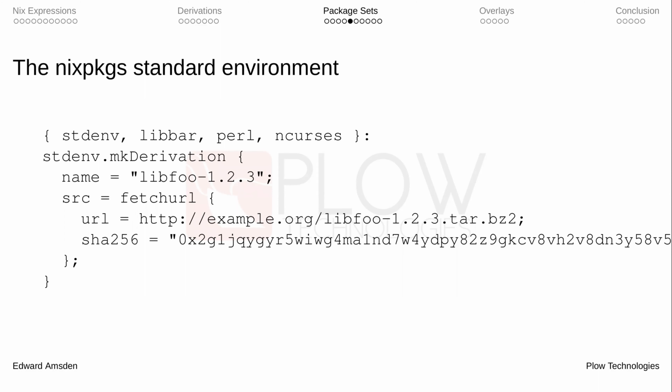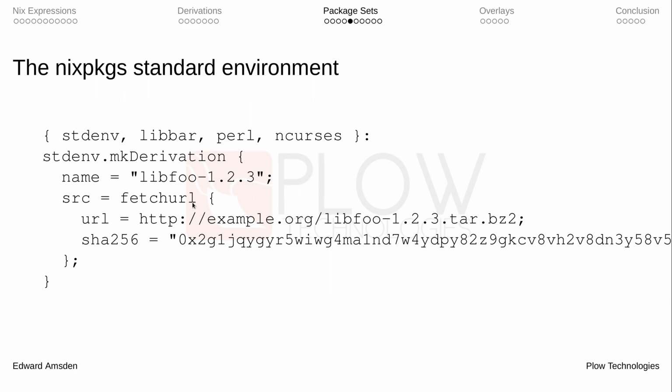So the standard environment, the function you'll usually use is called mkDerivation. You can think of this as a really, really smart constructor wrapping around the low-level built-in derivation function. Only in this case, there are two required parameters. One, again, is the name of your derivation, and the path to the source.